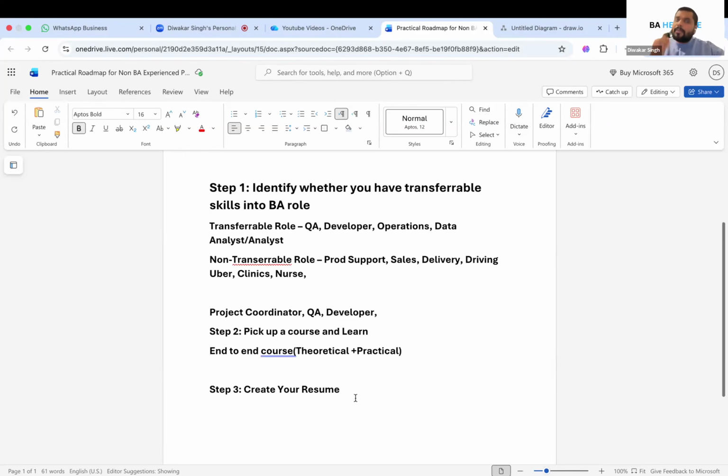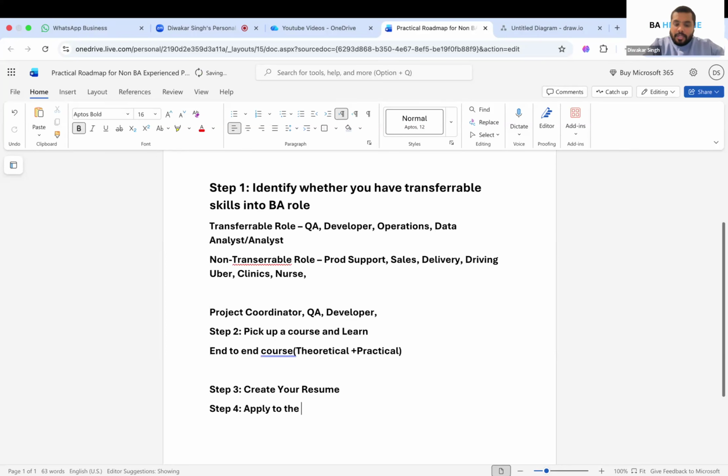And most important, customize your resume as per the JD. So whatever skill sets are there in the JD, at least 90% put it in your resume so that it gets shortlisted. Okay, then I would say the next step would be to apply to the jobs.